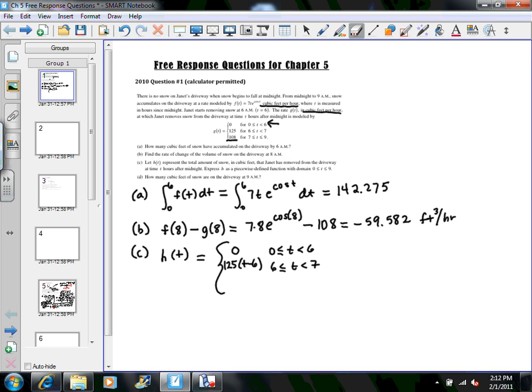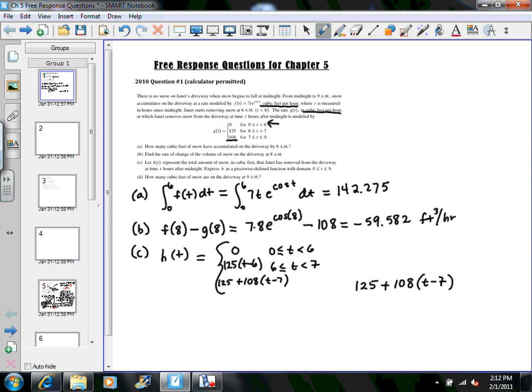So if t is between 7 and 9, that means for the first 6 hours she did nothing. Between 6 and 7 hours, so for 1 full hour, she had 125 cubic feet. And then after that, so between 7 and 9 hours, she's going at a rate of 108. So it's 108, and then you have to do the same kind of thing. So whatever t is, you can subtract out 7 hours. Because for the first 7 hours, she went 0 for the first 6, and then 125 cubic feet per hour for the next one. Okay, so 125 plus 108 times t minus 7.